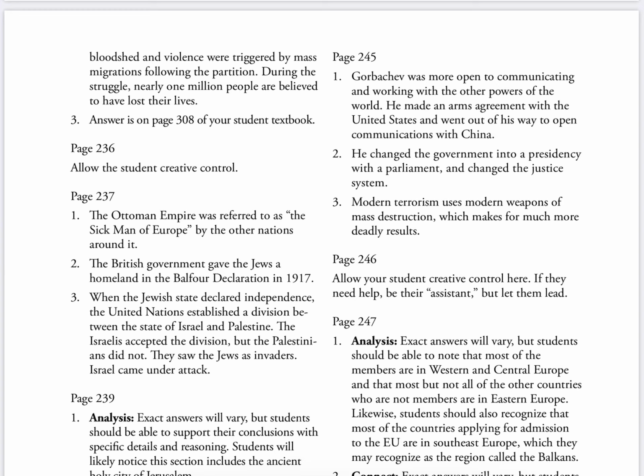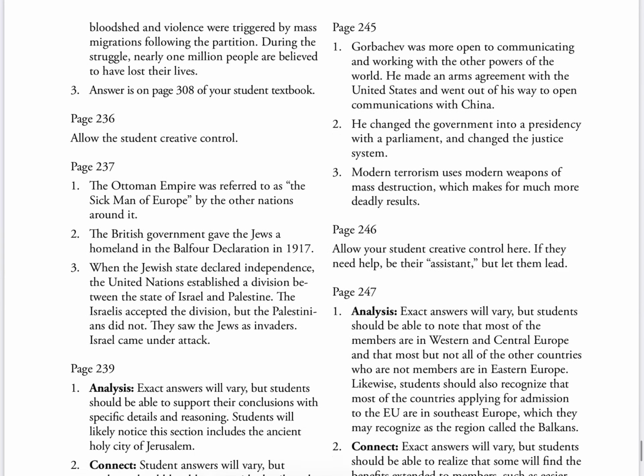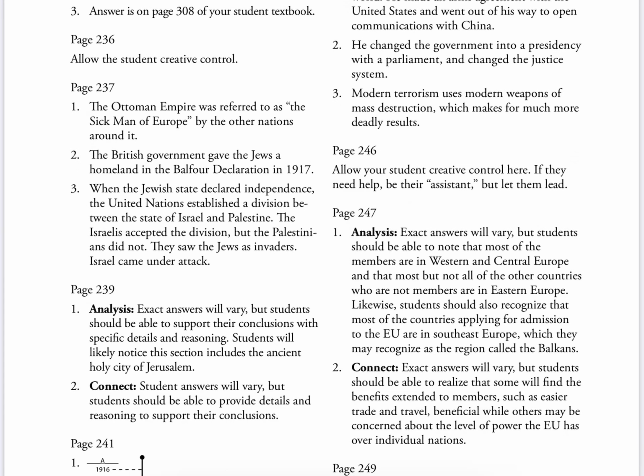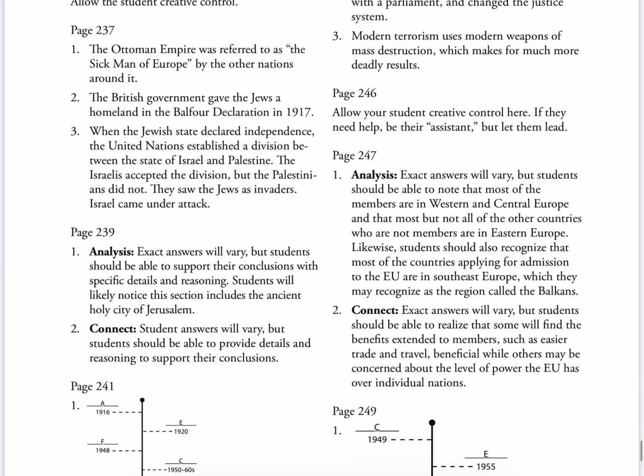And then number 3, modern terrorism uses modern weapons of mass destruction, which makes for much more deadly results. I mean, think about it. Would you rather have someone come at you with a sword or a nuclear bomb? It's just a little bit easier to fend off a sword. So the type of weapons that are used today make terrorism way more dangerous and deadly than it used to be. So while technology has a lot of benefits, there's also a lot of downsides to it as well.